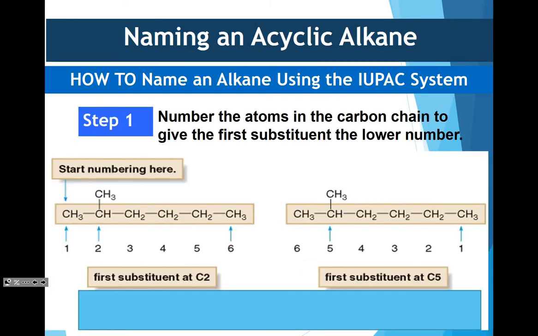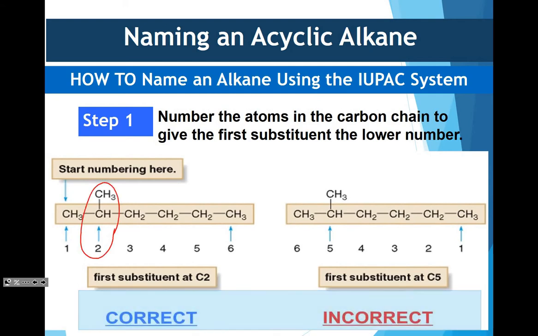Okay, the second thing is we need to figure out how to number it, because we've got to number these 6. And the key here is we want the lowest numbers possible for anything that's coming off. So which way should I number it? Should I number it like the one on the left or the one on the right? Okay, the one on the left is correct because this gives me the lowest number for my thing coming off.